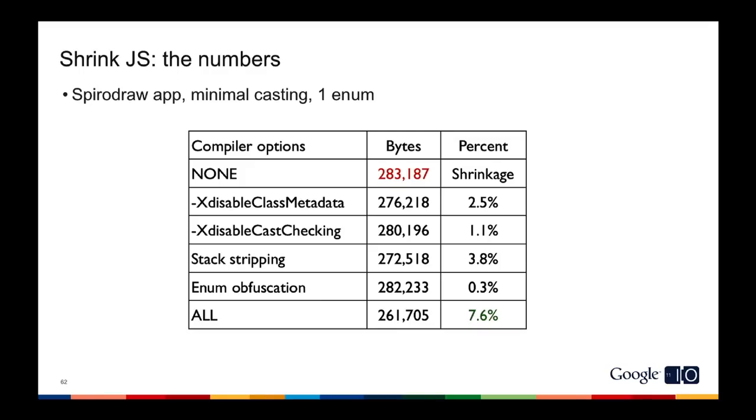So what are the numbers for our different options? Again, for our SpiroDraw app here, which does minimal casting and has only one enum, so we're not really testing those very heavily, we see we can get a few percent out of the -x options, 3.8% out of stack stripping, and if you put it all together, you can get a 7% reduction. That's actually pretty sizable in this case, because we went from 280K down to 261K. If your app is a lot bigger and uses a lot more of these things, you could see anywhere from 15 to 20% reduction. It may give you a little extra boost on load time.